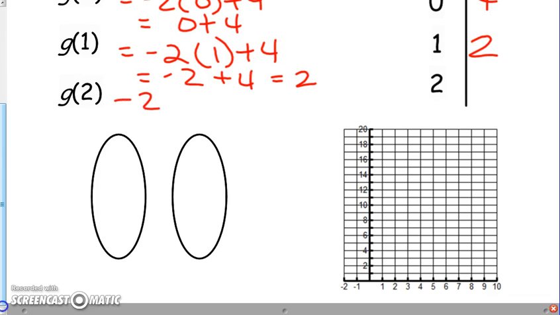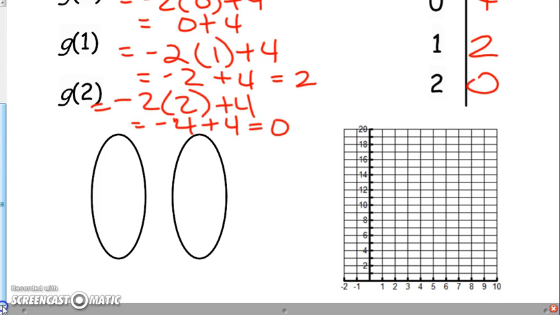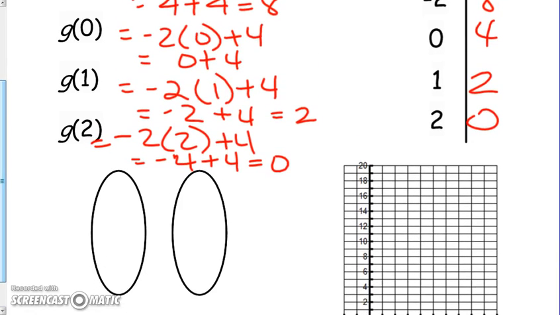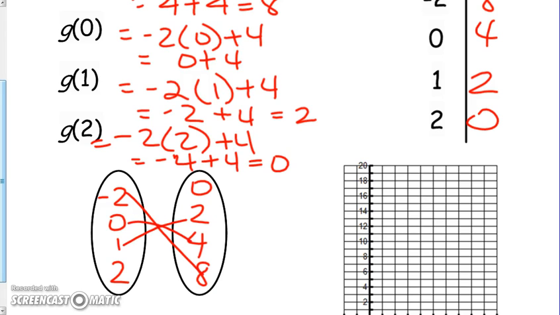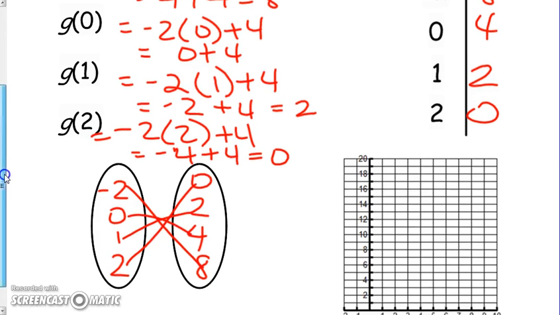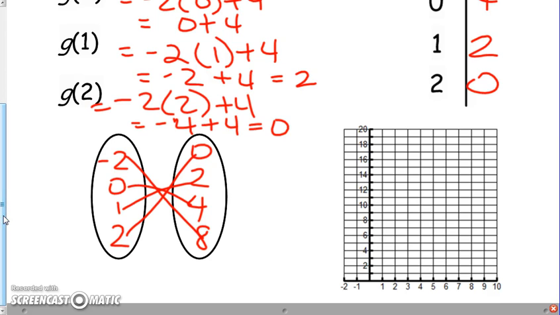And then negative 2 times 2 plus 4 is negative 4 plus 4 is 0. So let's do our mapping. We have negative 2, 0, 1, 2, and we have 0, 2, 4, 8. So negative 2 went to 8, 0 went to 4, 1 went to 2, and 2 went to 0. It's a function. And then we could graph it.